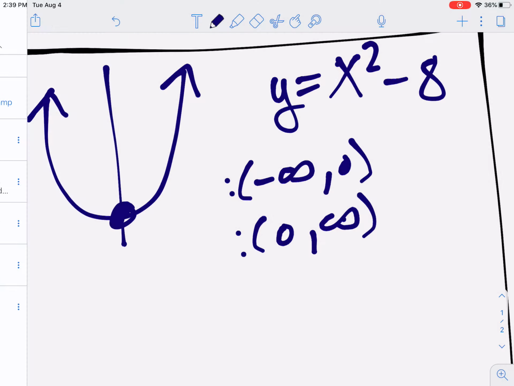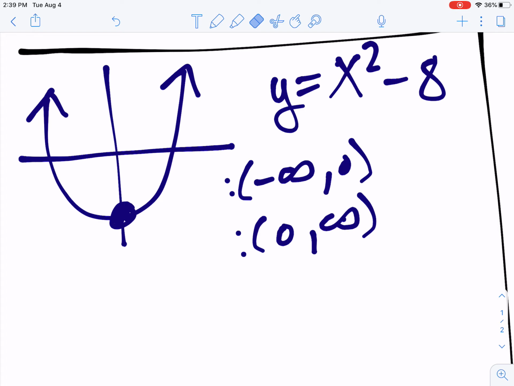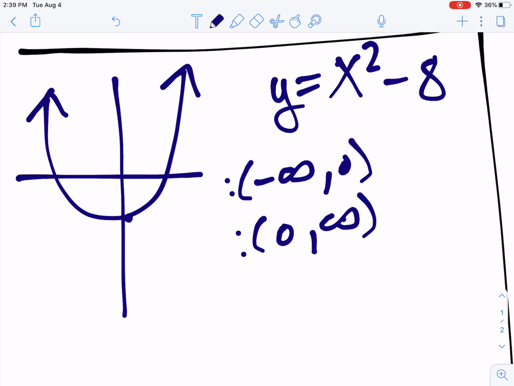Let's go back to get my x-axis back on here. All right, ignore all of those oopsies. Still trying to get used to my new device, so sorry for that.